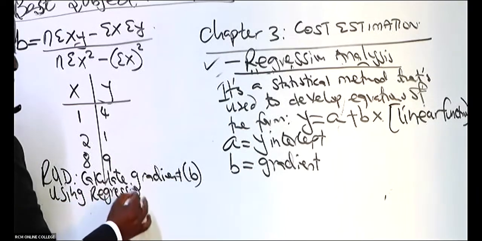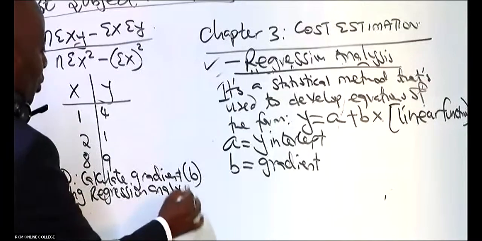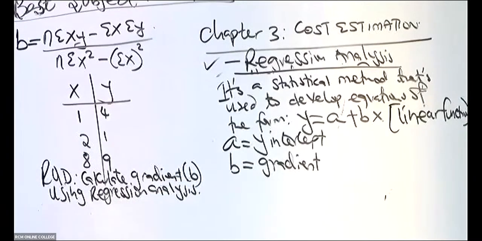Calculate gradient using regression analysis. So basically, they want you to recall the formula of getting B. You must recall the formula of getting B. Unlike ACCA, where they would have given you the formula, for CPA and ATD, you must cram.